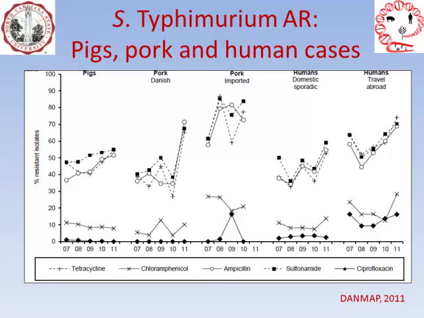The human domestic sporadic infections resistant to different antimicrobials have gone up, and obviously humans who travel abroad also have a higher frequency of resistance to Salmonella. So again, something to think about, why is that happening? You have banned antimicrobial use in pigs and in the food animal industry, but we are still seeing resistance levels go up.